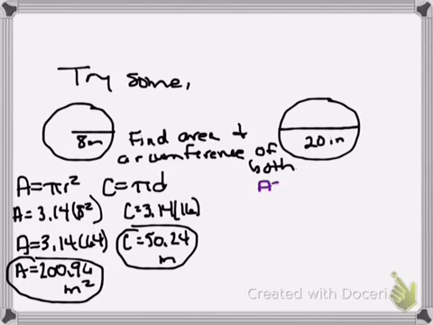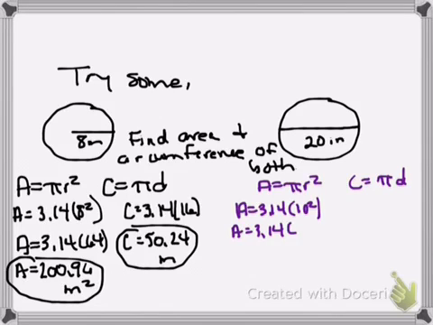Now we're going to do the same thing with the second circle. We start with the same formulas. Area is pi r squared. Circumference is pi times diameter. But this time I've not given you the radius. This time I've supplied you the diameter. So for my area formula, we know that pi is 3.14, but what's the radius of that circle? The radius of that circle is 10. If the diameter is 20, the radius is 10. So 10 squared is what we'll use in the formula. 3.14 times 100. 10 times 10 is 100. 3.14 times 100 is 314 inches squared.